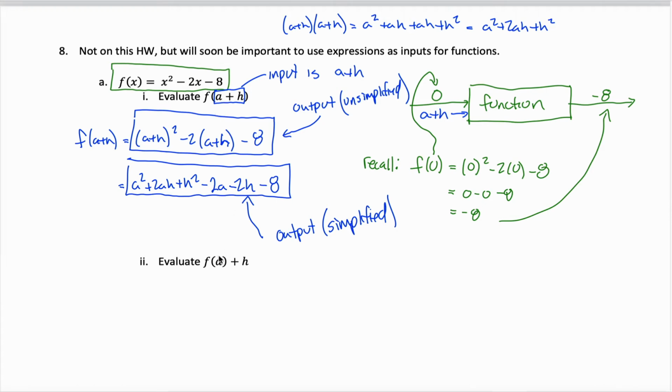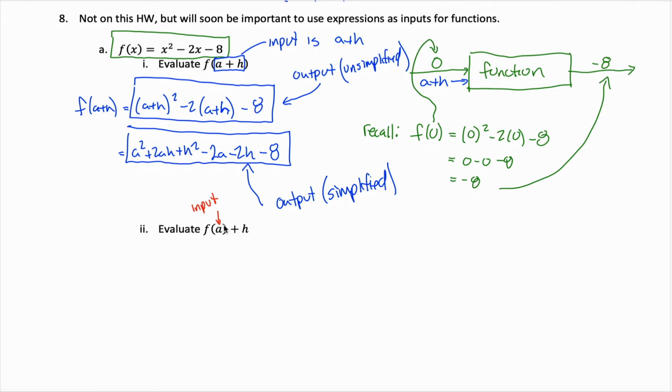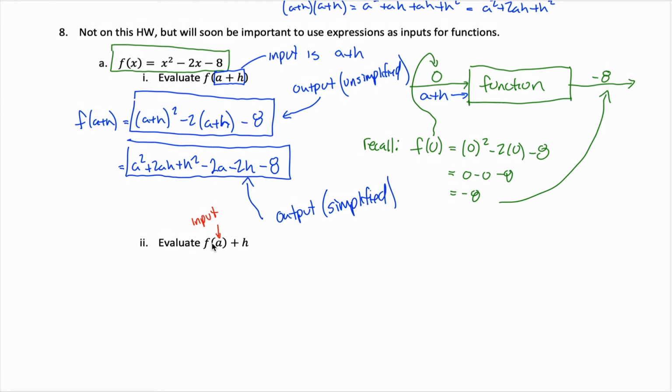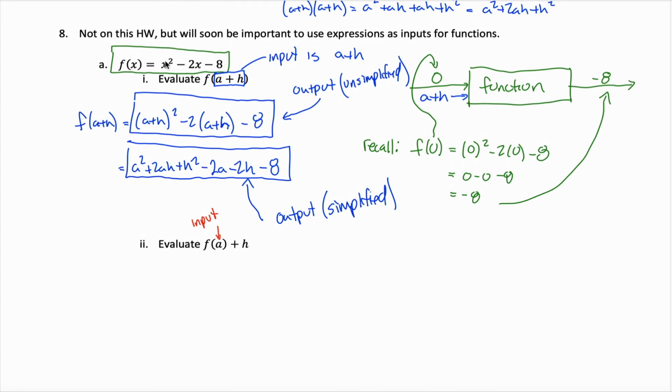No, it's not. Here, the input into the machine f is the letter a. Not the a plus h, just the a, because the a is inside the parentheses. So what I want to do is figure out what f of a is. Well, that's easy. I just copy what I see here, except I change all the x's into a's. So f of a would be equal to a squared minus 2a minus 8. And you're like, right, but that's not what the question asks. The question wants to know what is f of a plus h.